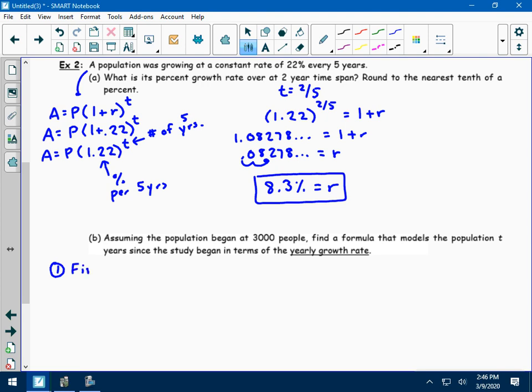So this is where I would say use my 2 steps. We don't know the yearly growth rate yet. We've got to find that rate. So I'm going to do it similar to what I did up here. But instead of plugging in t equals 2/5, if I want the yearly growth rate, what would I plug in for t? 1/5. So I'm going to do 1.22 to the 1/5 equals 1 plus r.